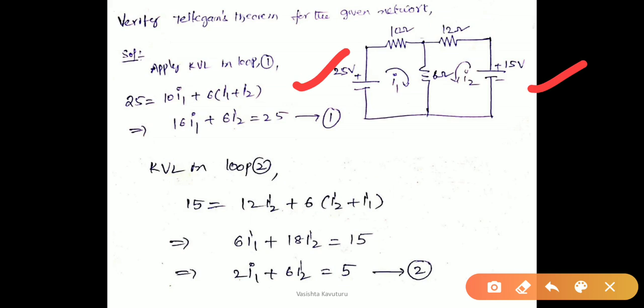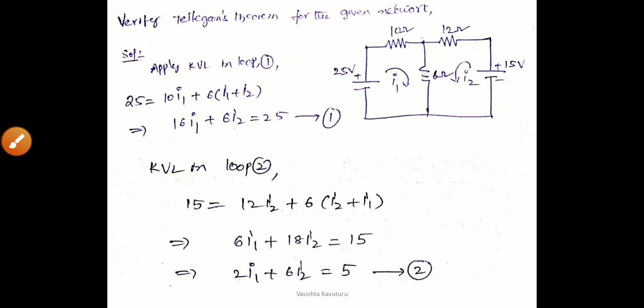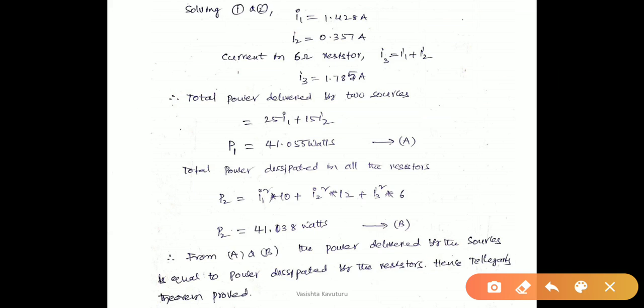Here in the given circuit we have two batteries. The power formula is V into I. The power supplied by the 25 volt battery is V into I, where V is 25 volts and I is I1. Therefore, 25 into I1 is the power delivered by the source. Similarly, 15 into I2 is the power delivered by the 15 volt source. Adding the two powers, we get the total power delivered by the two sources. That is given as equation A, designated P1.